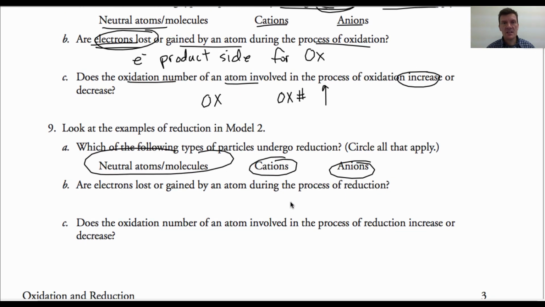So that's not going to be the key in whether something is reduced or oxidized. The key is follow the oxidation numbers. In this case, are electrons lost or gained? Well, reduction is the gaining of electrons because the oxidation number goes down. So reduction, oxidation number goes down. How does it do that? By gaining negative electrons.